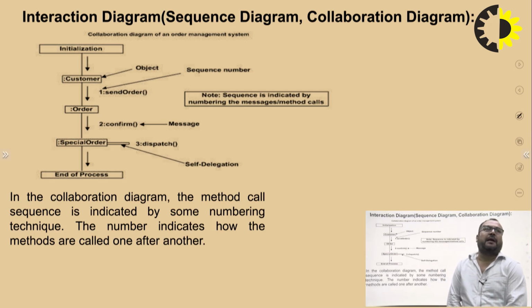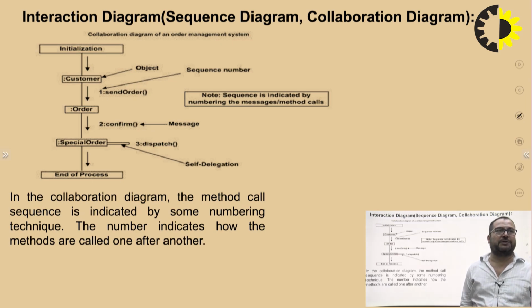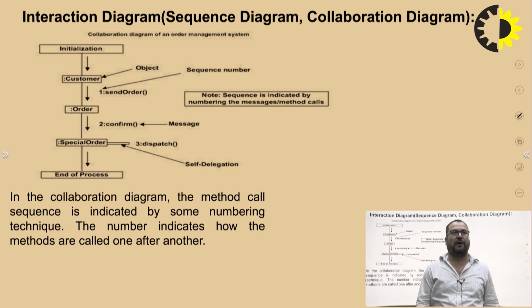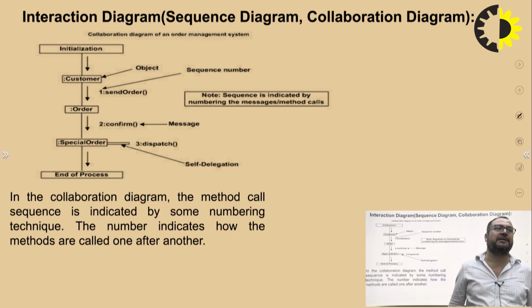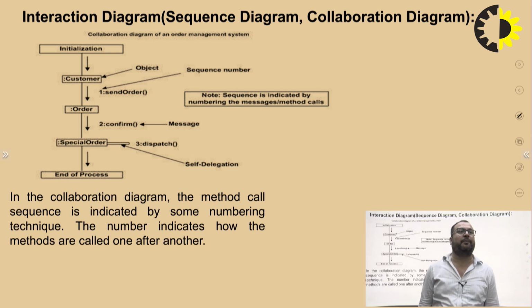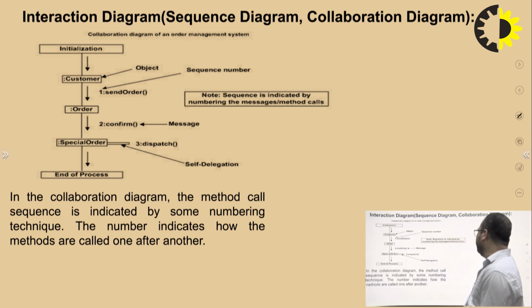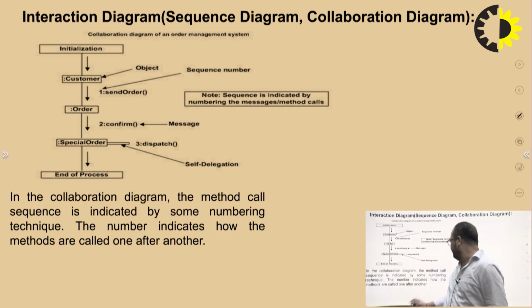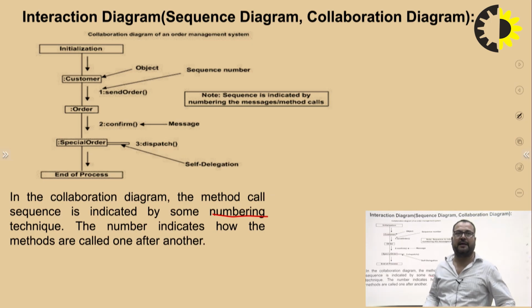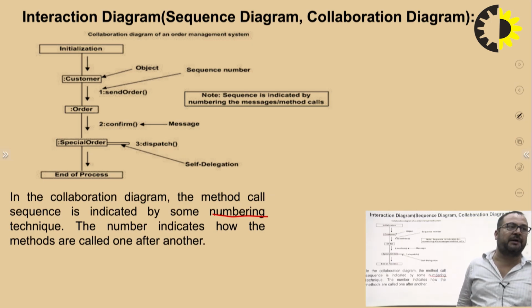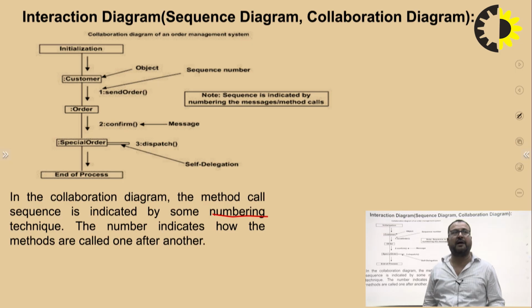Here we have initialization, customer, order, special order, end of process. So this is the flow of the order system application. If we number it, this comes under the collaboration diagram. In the collaboration diagram, the method call sequence is indicated by numbering. We simply put the numbering like 1, 2, 3, 4 or even A, B, C, D. These numbers indicate how the messages are called one after another.